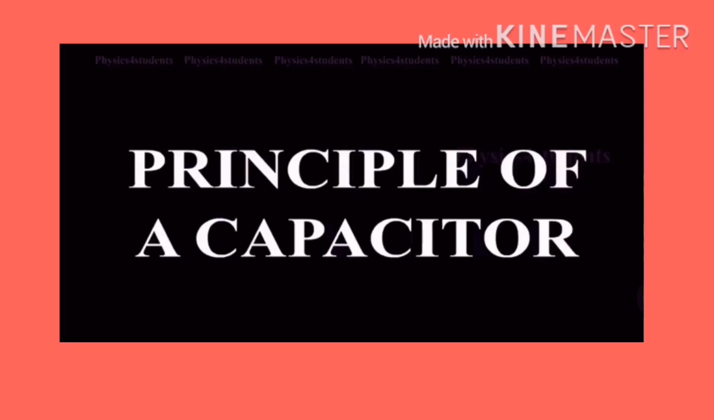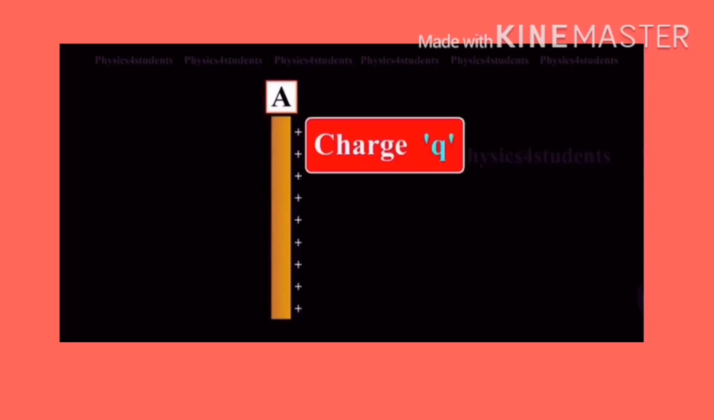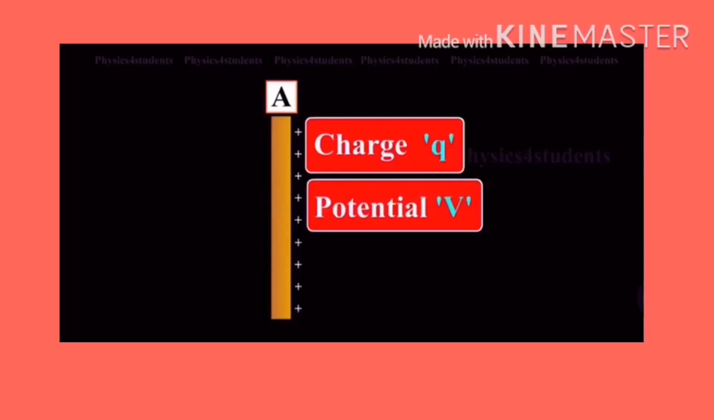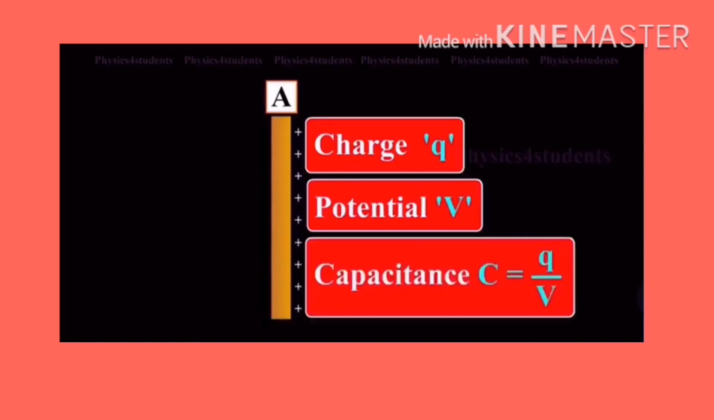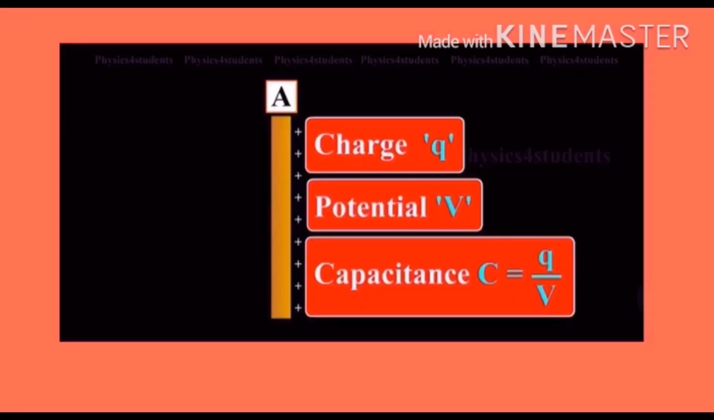Principle of a capacitor: let A be an insulated metal plate. Let it be charged positively such that its potential is maximum. Let C be the capacitance of this plate. Now, if any more charge is given to this conductor, it will escape to the surroundings.